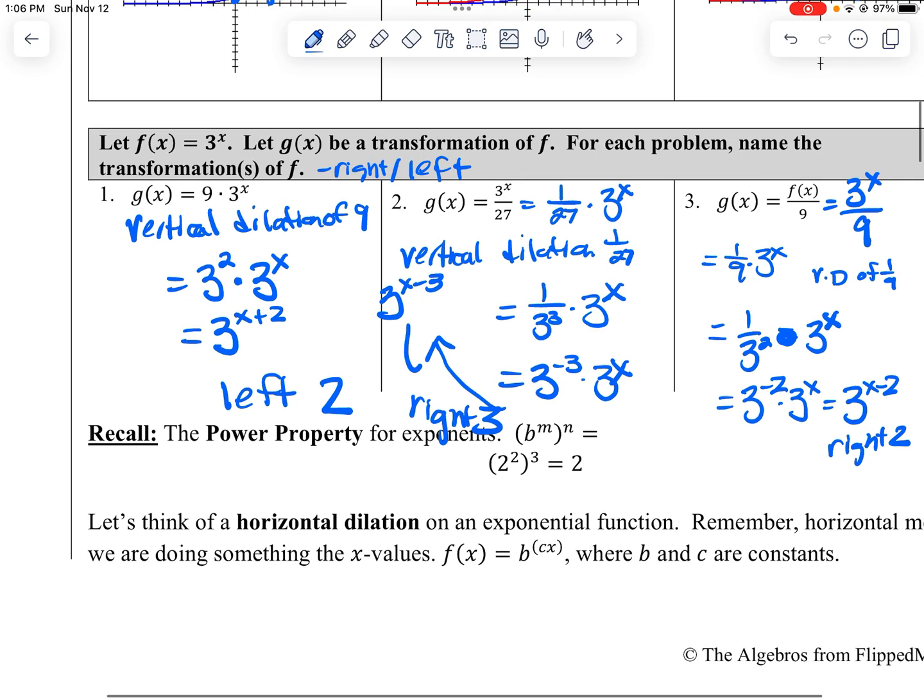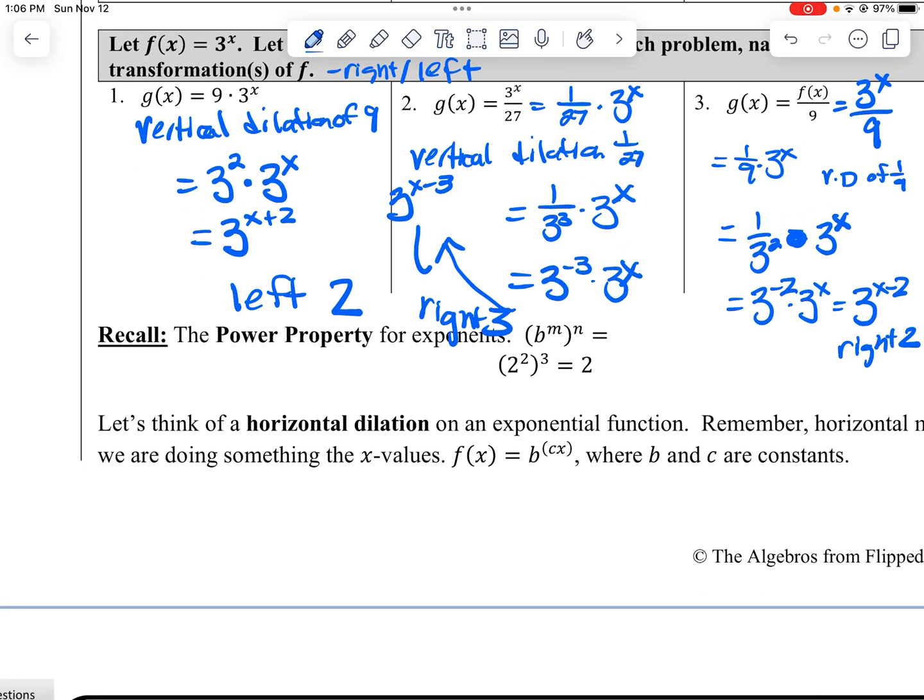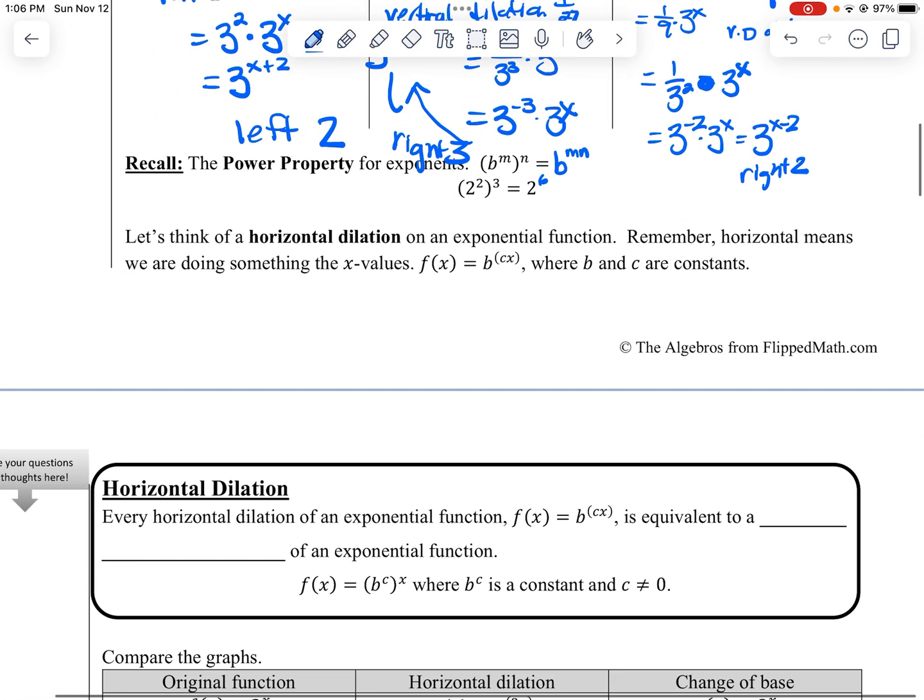Now we're going to take a look at power properties. So if you remember from Friday, our power property is that we multiply those. So 2 times 3 is 6. So what does this mean? If we have something multiplied together here, if it's inside, that's a horizontal dilation. And if you remember, horizontal is 1 over c.